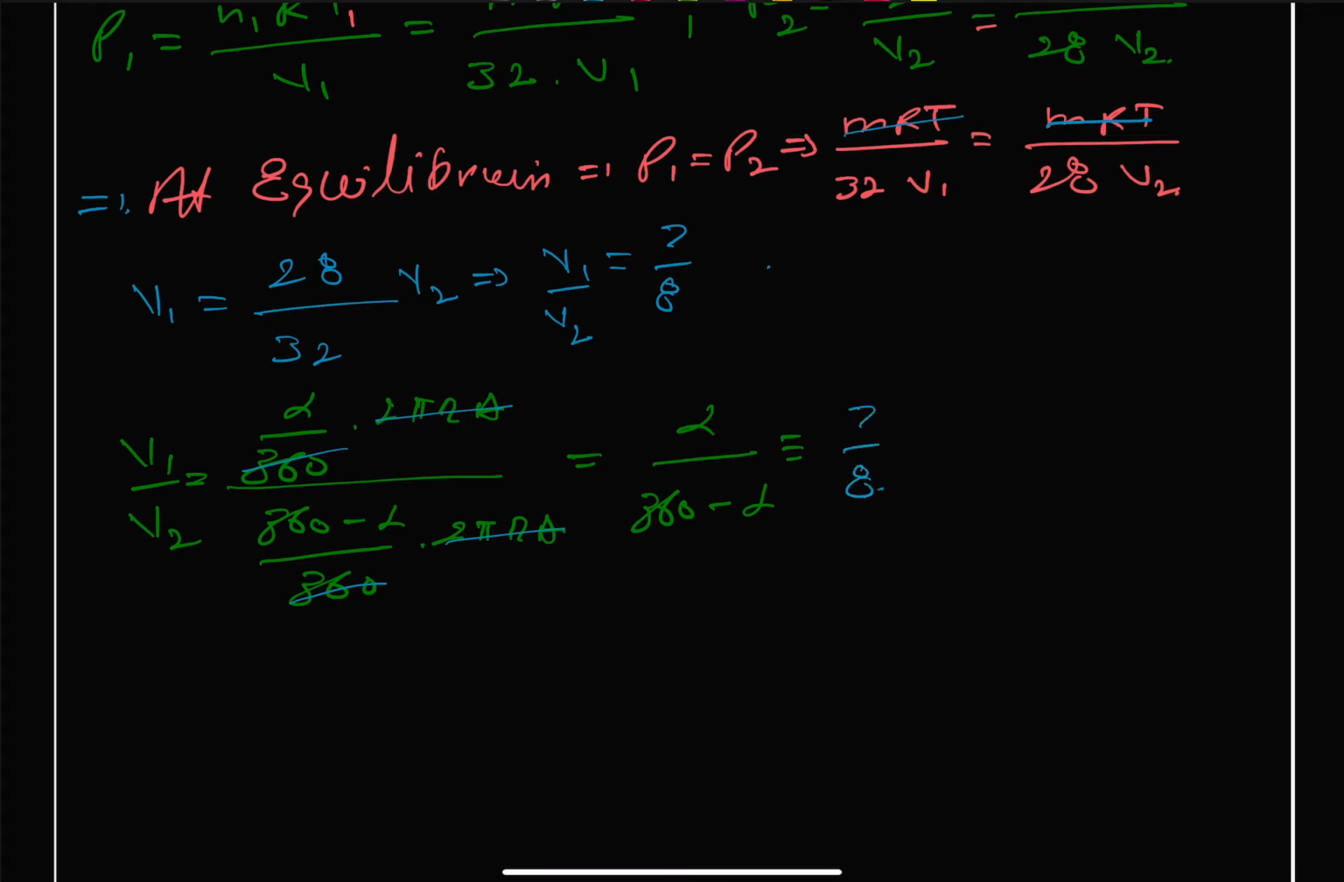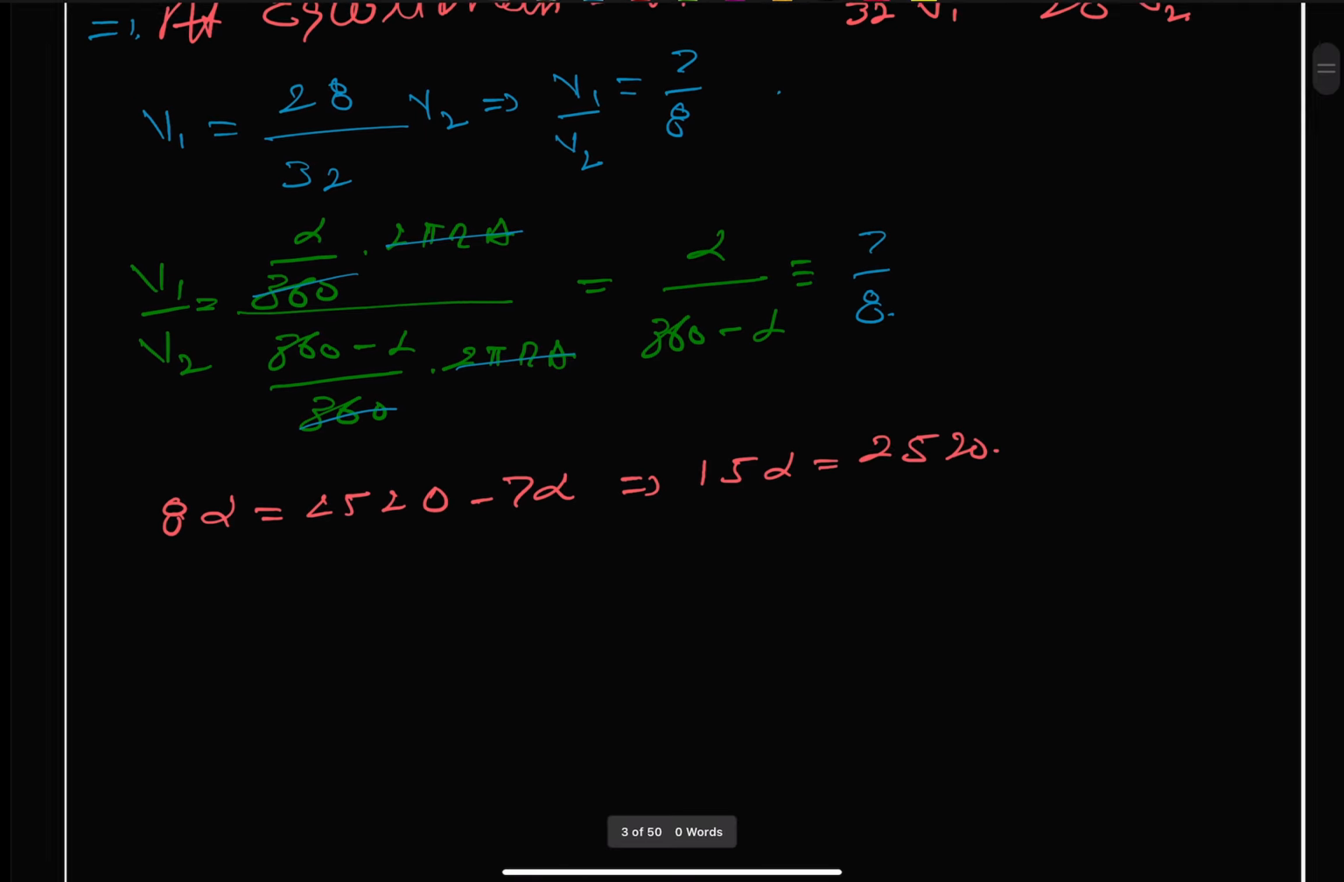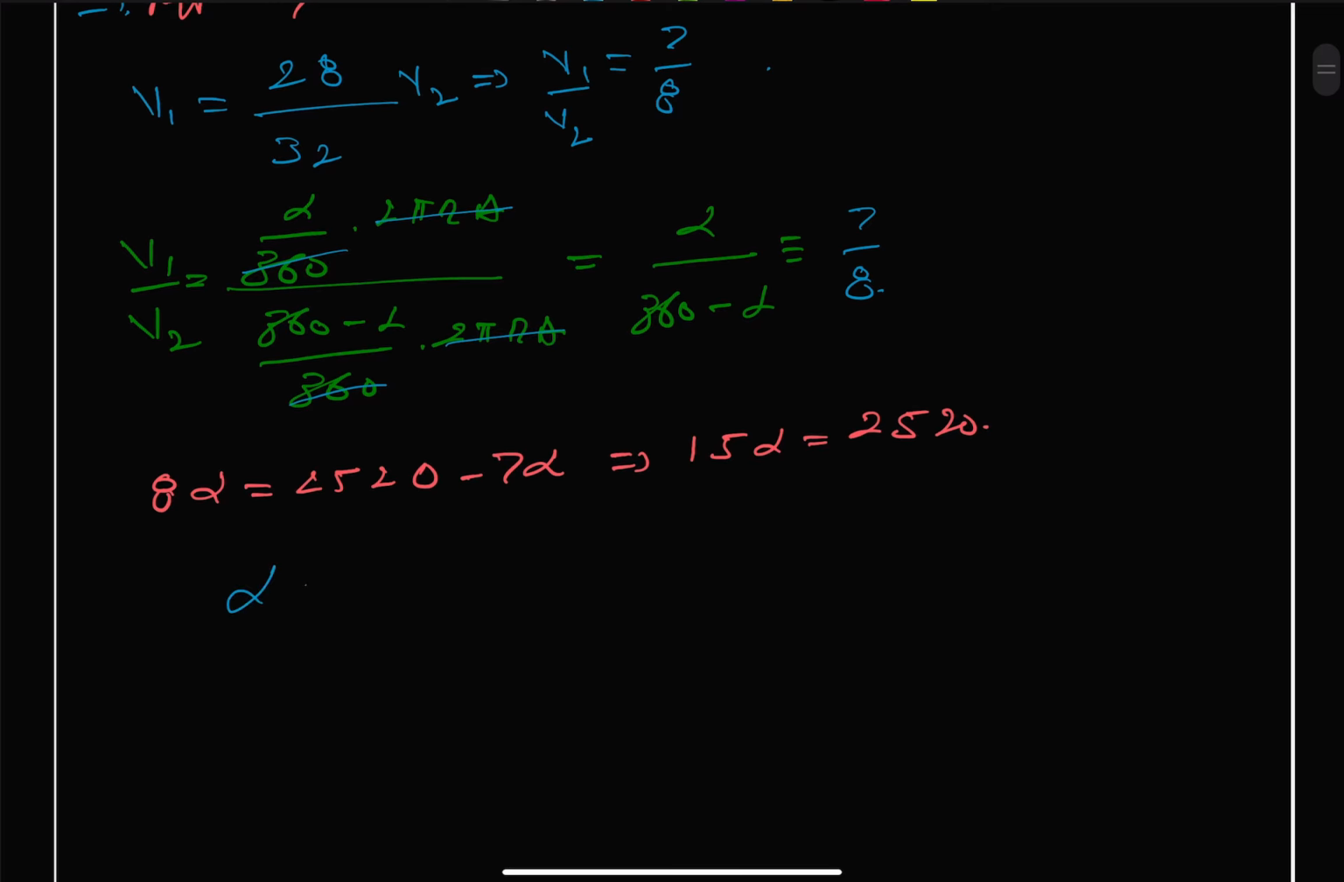Now it is quite easy to solve. We can write this as 8 alpha is equal to 7 multiplied by 360, so this will be 2520 minus 7 alpha, which gives us that our 15 alpha is equal to 2520, giving us that alpha is equal to 168.